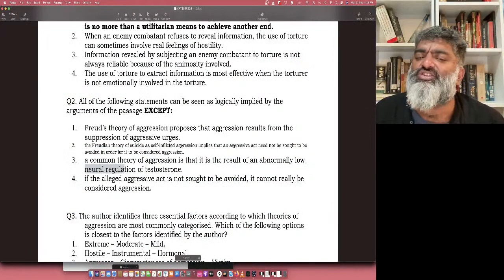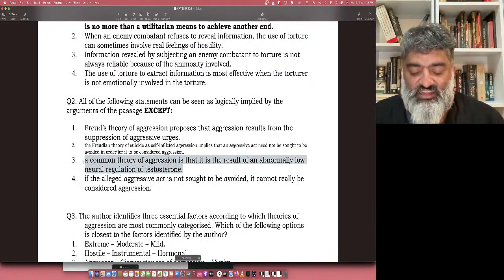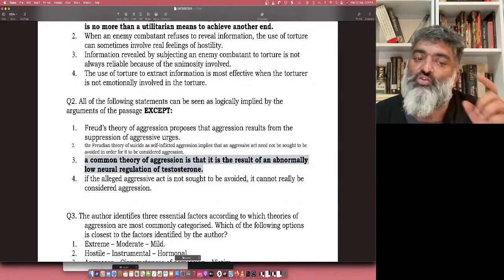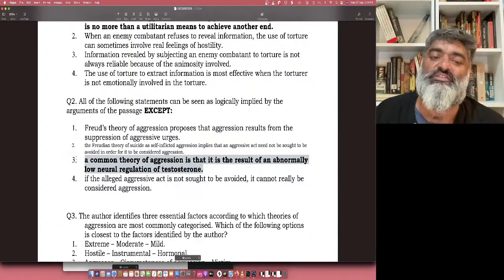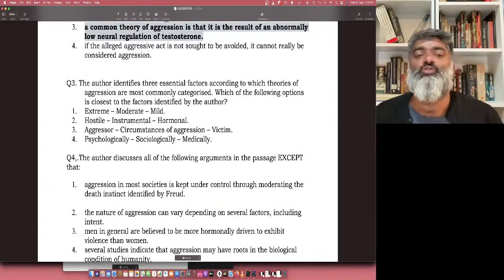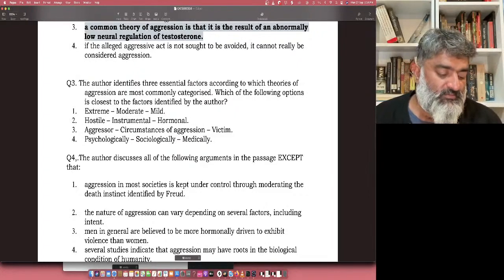So, neural regulation I saw, testosterone I saw. Does that mean this is the answer? Actually, in this case, it means it is the answer. But can it be logically implied? No, there is no connection to prove this. So, I'm good to go. Are we okay with this?